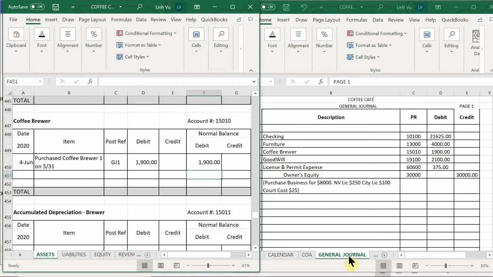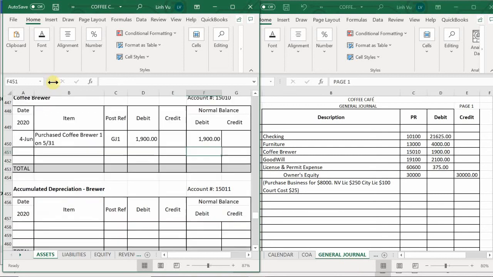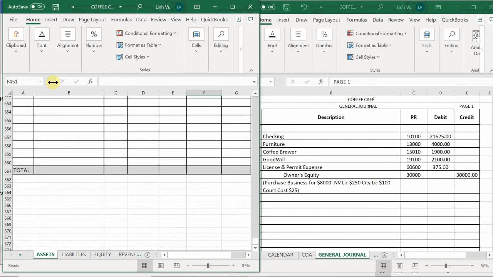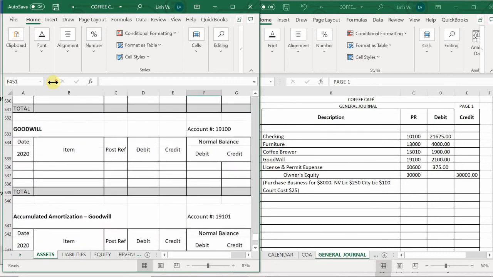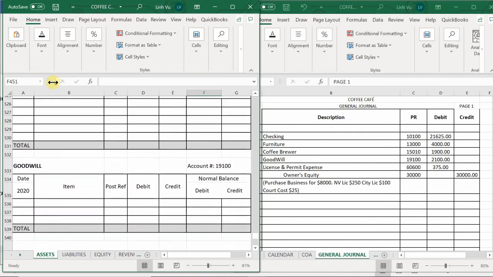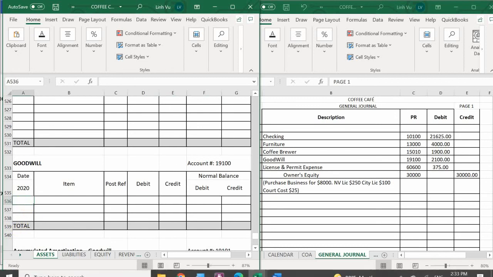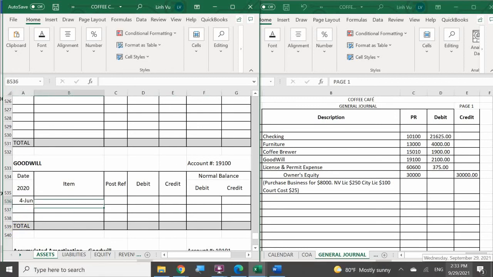So what account is next? Goodwill is next. So let's keep flipping over until we find Goodwill. Okay, Goodwill. I think I just missed it. Goodwill. All right, account number 19100. There you go, Goodwill, which we know that this transaction happened on the 4th, right?